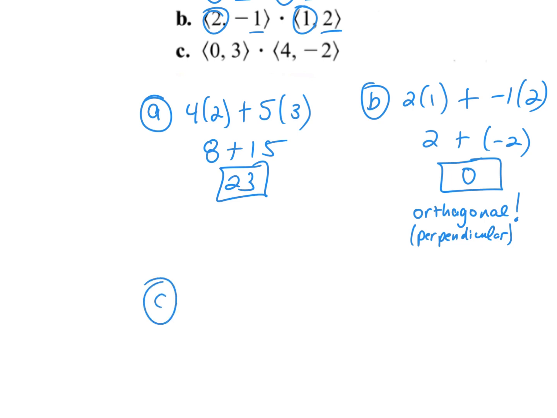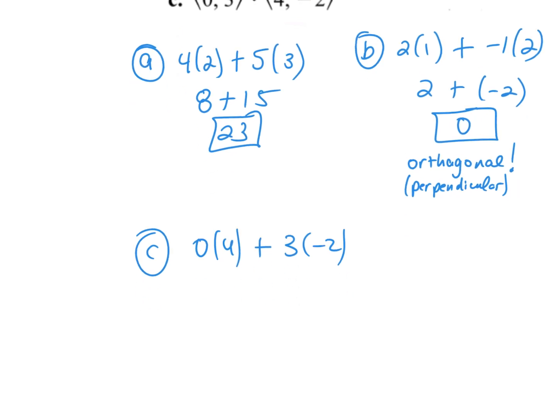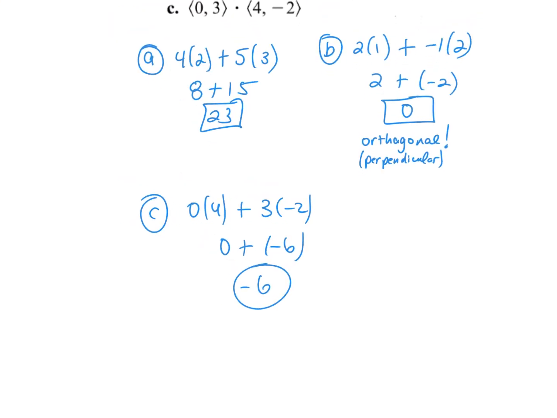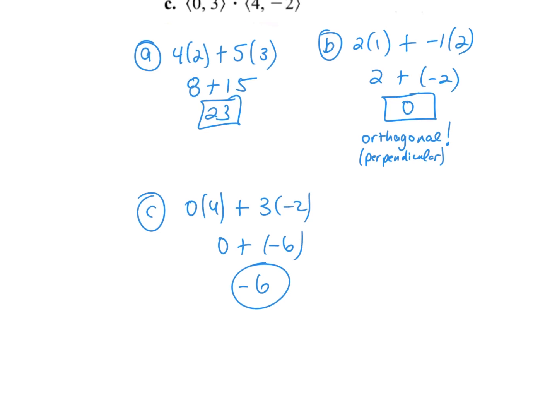All right, let's look at letter C. C says first times first. 0 times 4, right? Plus 3 times negative 2. What's 0 times 4? 0. Plus negative 6. So what's your dot product? Negative 6. Questions? Would we write 0 or orthogonal for the answer? Depends on what the question's asking. If it asks for the dot product, it'd be 0. If it asks are these two vectors orthogonal, you would say yes, they're orthogonal. We'll talk more about that, just depending on how the question's asked.